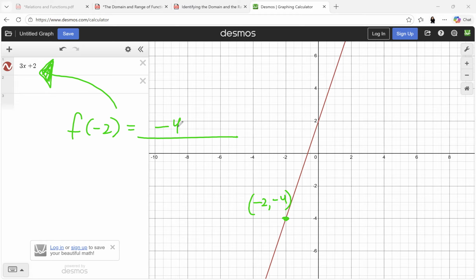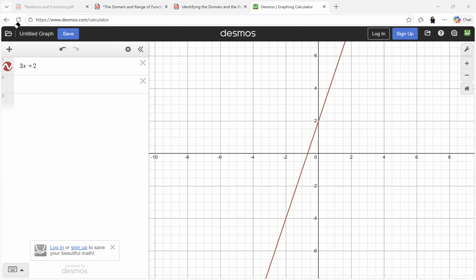Yes, right? And if I were to just do it algebraically with the function 3x plus 2 to find f of -2, how would you do it? Substitute the -2 into the x. Perfect. So what would it be? 3 times -2 is -6, plus 2 is -4. Perfect. Do you understand now? Does that make more sense? Yeah.